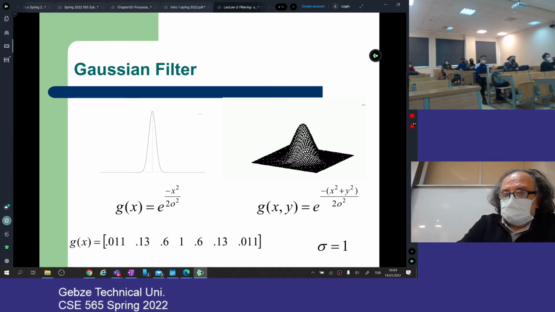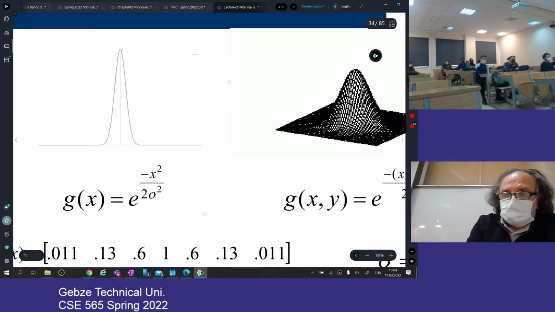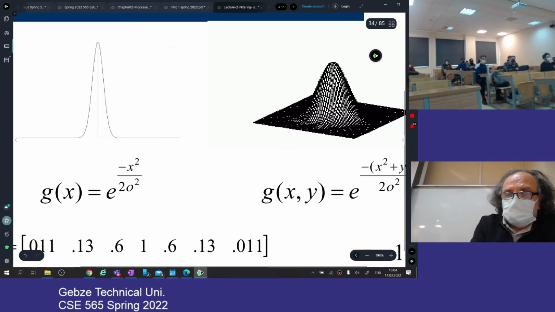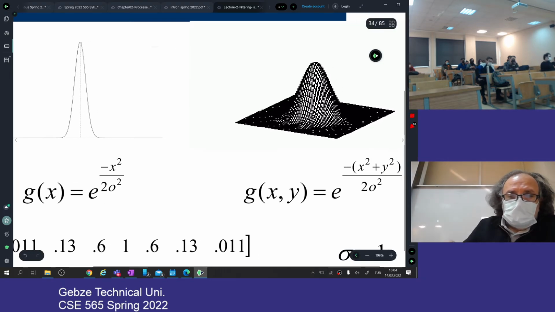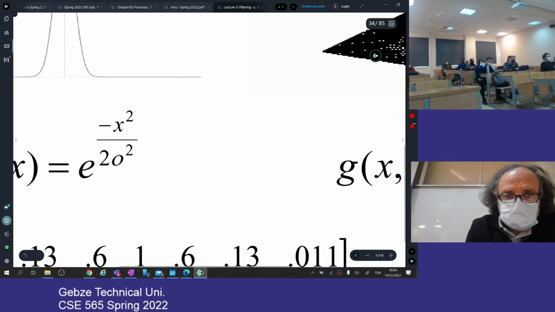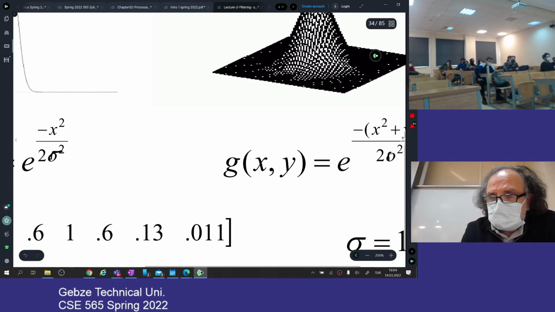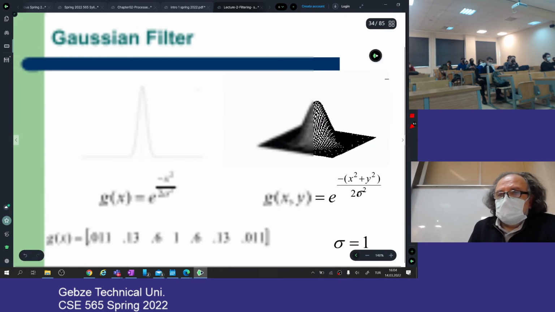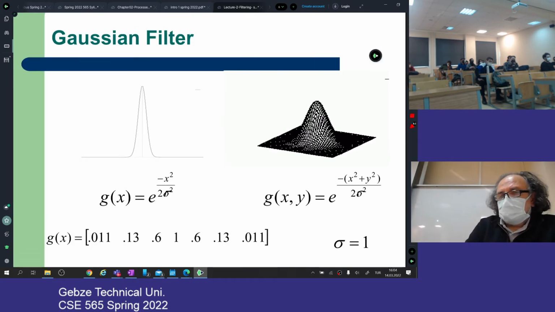I have two variables now. Remember this? This was the formula: e to the power minus x squared divided by 2 sigma squared. Sorry, sigma squared. This is sigma, and this is sigma. With two dimensions, I have both x squared and y squared.